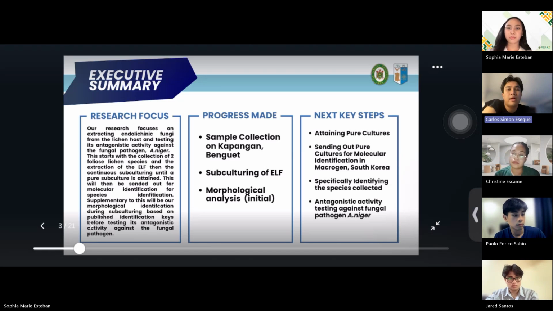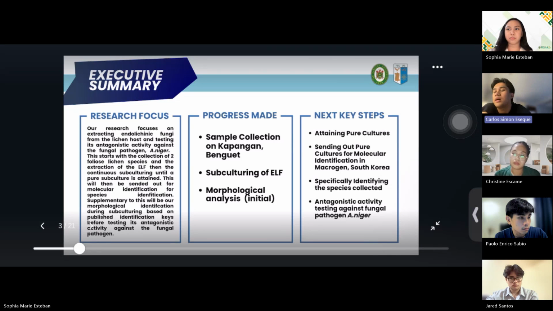Supplementary to this will be our morphological identification during subculturing based on published identification keys, before testing the antagonistic activity against the fungal pathogen, where the intermingling of the ELF and the fungal pathogen will be monitored through SEM and subjected to t-tests. Our current progress is the sample collection in Kapangan, Benguet, and the continuous subculturing of the ELF, followed by the morphological analysis of our subcultures.